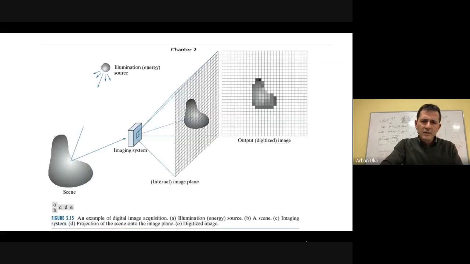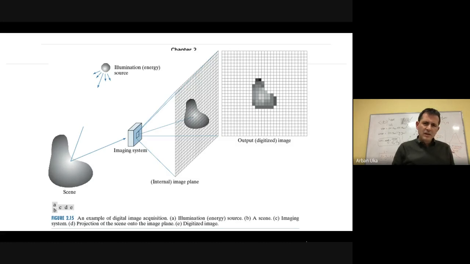Now here we can see an example of a digital image acquisition construct. We have a scene, we have an imaging system, and the image is projected onto an imaging plane, and the output digitized image looks pixelated, as shown there. But in order to obtain an image from an imaging system, we should also have an illumination energy or illumination source, and the wavelength of the light source used is directly related to the resolution.